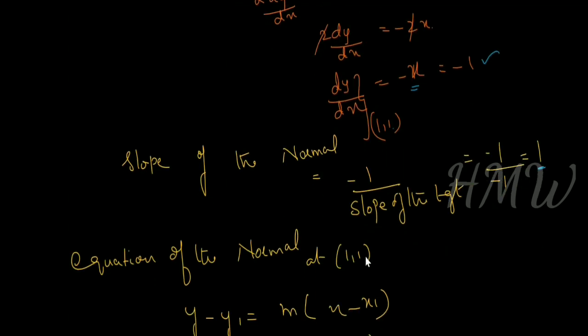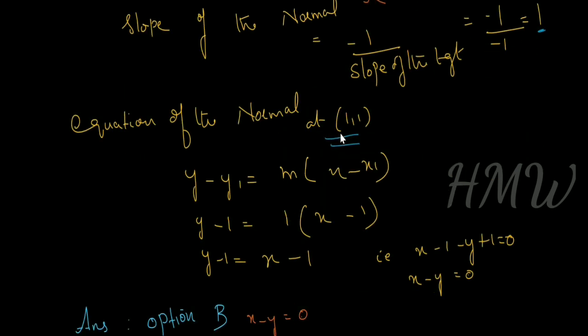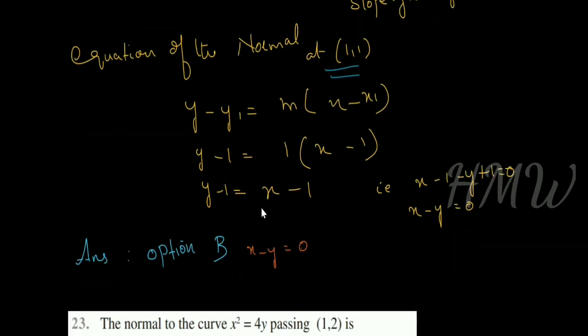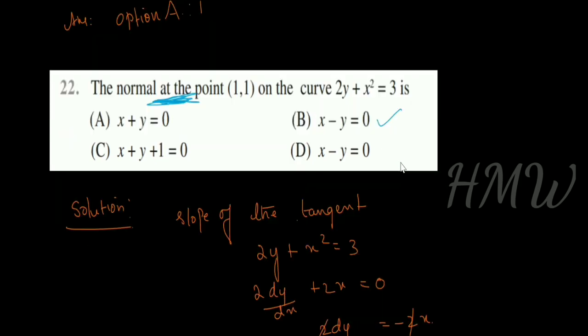So now we find the equation of the normal at the point (1, 1). The equation of a line is y − y1 = m(x − x1). Here m is 1, so y − 1 = x − 1. That means x − 1 − y + 1, so −1 and +1 cancel. x − y = 0. So option B is the answer: x − y = 0.